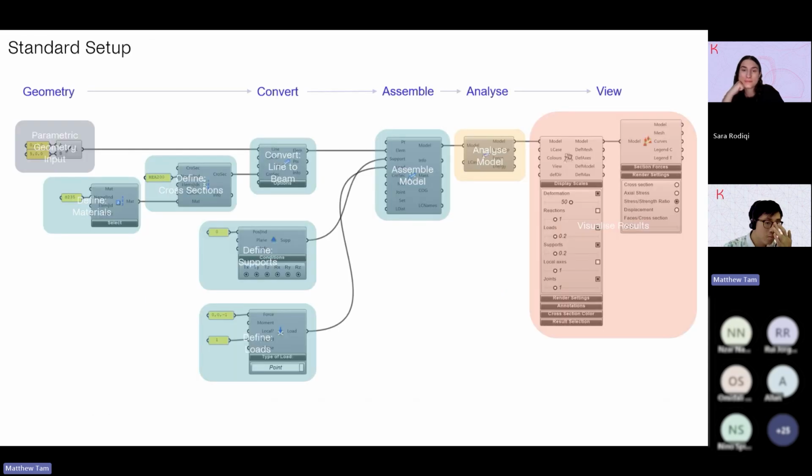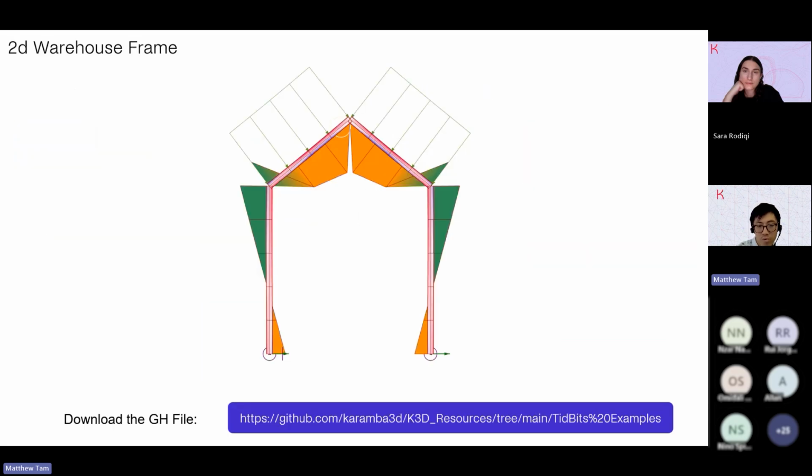So just to give a brief overview, we always have this geometry input, as I mentioned. Then the geometry is converted into a beam, in this case a line to beam. You define cross sections, you define material, supports, loads, and you assemble it all together as one model. Then you can run the analysis on your model and extract the results using the model view and the beam view in this case.